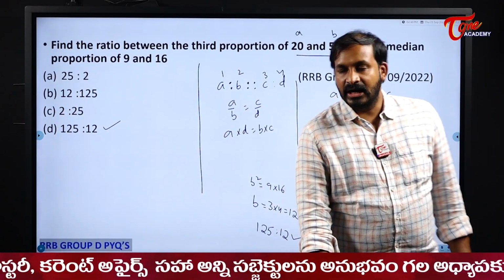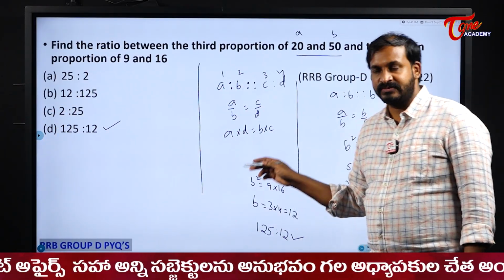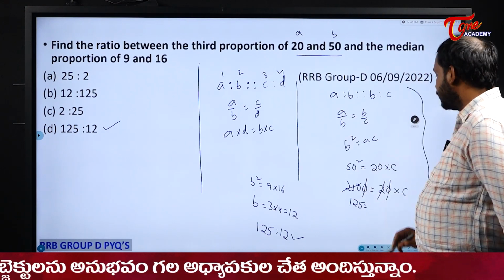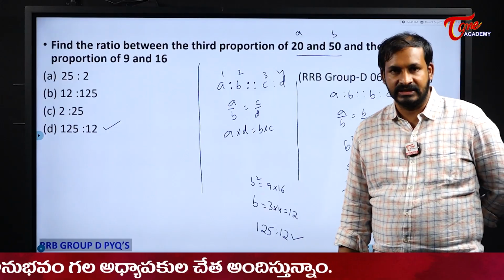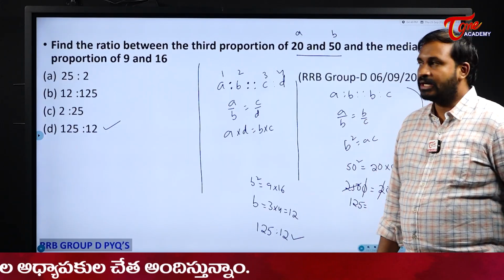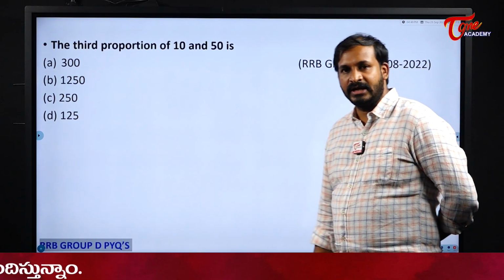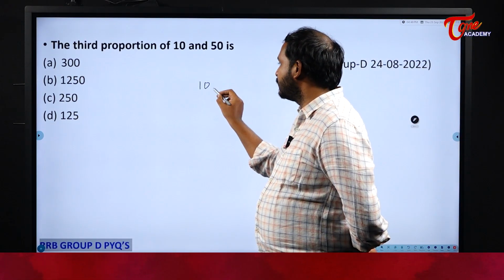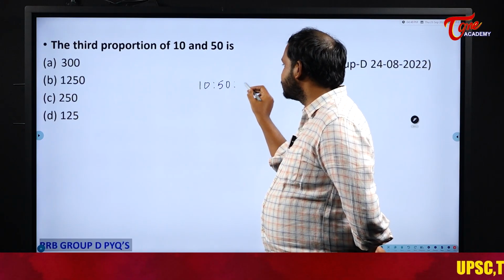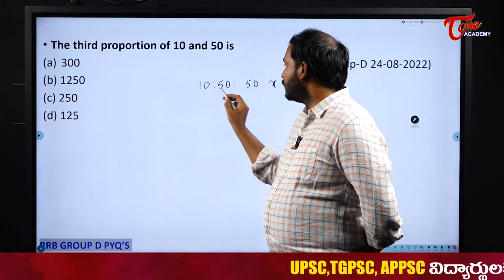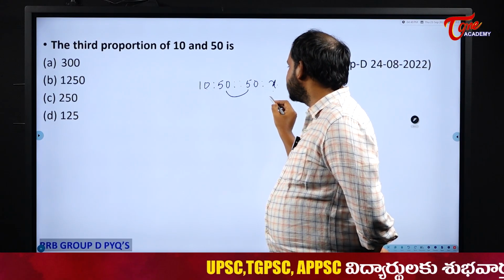Understood? Third proportion. Usually we will have 4 proportions, but if the question speaks only about 3 proportions, this is the condition. In our proportional concept, we have discussed this, students. Okay, right? Next one. Third proportional of 10 and 50 is. That means 10 is to 50 is proportional with 50 is to some x. This is the third one.